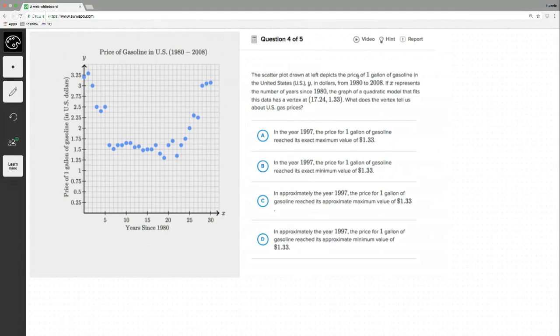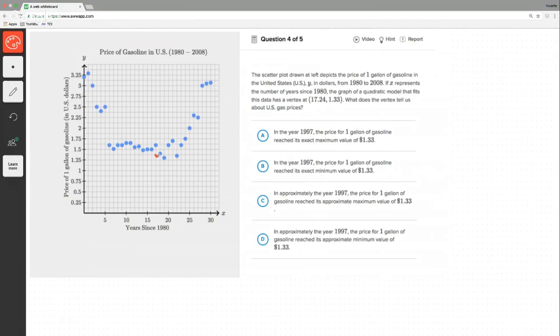Depicts the price of 1 gallon of gasoline in the United States, y in dollars. So this is dollars per gallon, right? If x represents the number of years since 1980, the graph of a quadratic model that fits this data has a vertex at (17.24, 1.33). Let's do this in red. 17.24 and 1.33. Saying it's right around here.